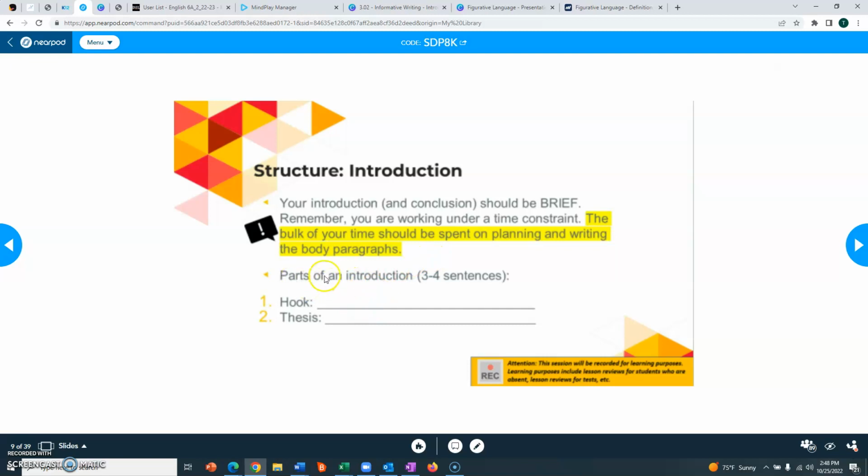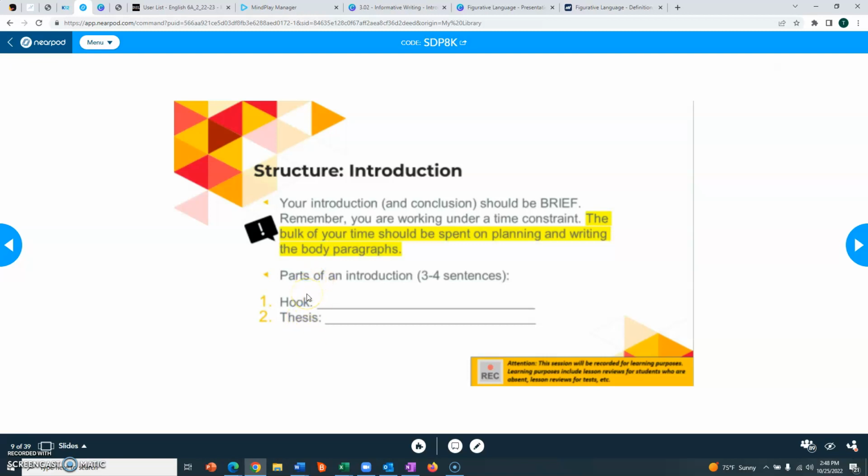But here is what goes in your introduction paragraph. Your introduction paragraph might be 3 to 4 sentences, maybe 5. 5 is a good place to start for an introduction. You're going to have a hook and a thesis statement. And we'll get more into thesis statements too. So don't worry too much about thesis statements if you aren't too familiar with them.